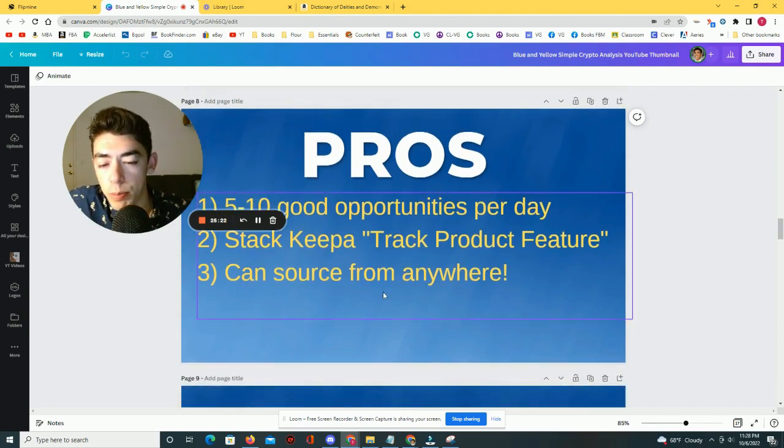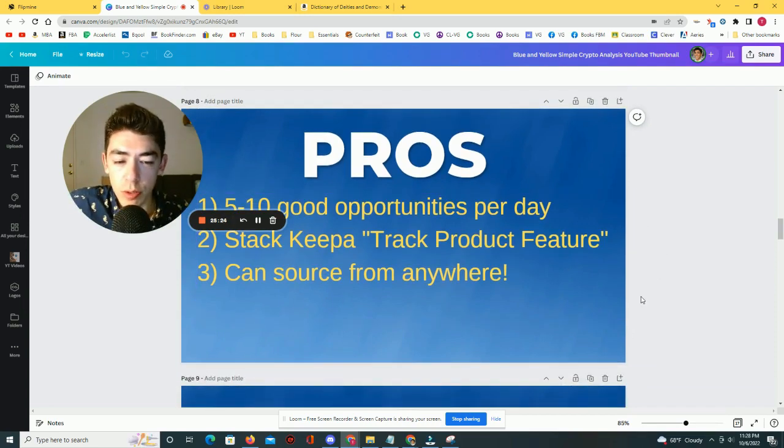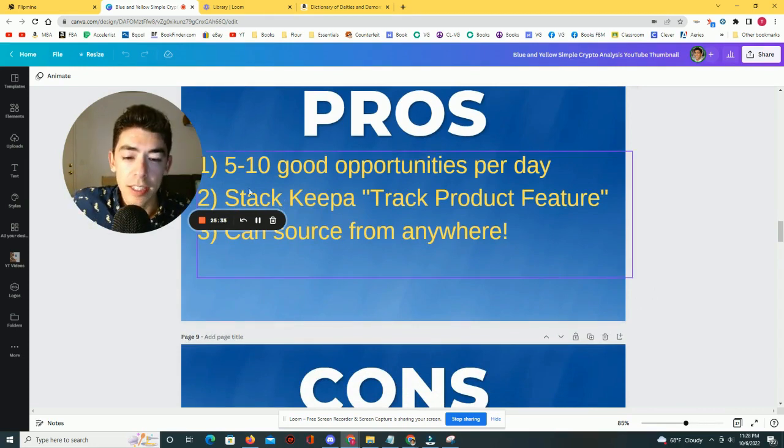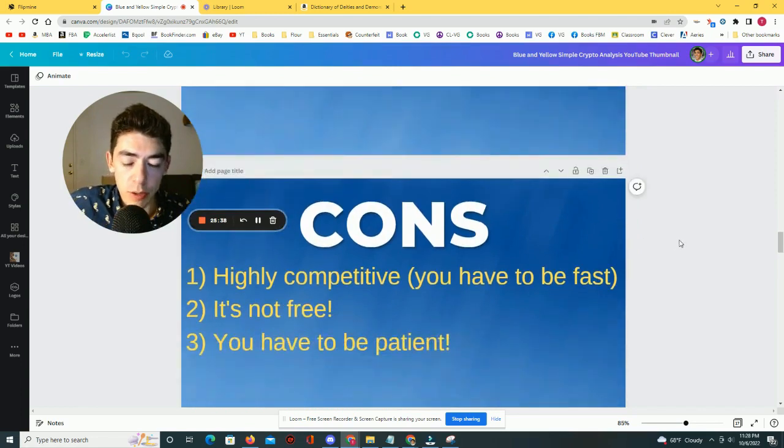And then the other pro is that this is online arbitrage. You can source it from anywhere. It doesn't matter where you live. It doesn't matter if you live in the most expensive city in the world. It doesn't matter if you live in a very, very cheap area of the United States or wherever you're from. You don't even have to be in the United States. You can buy from anywhere, or you can source from anywhere.